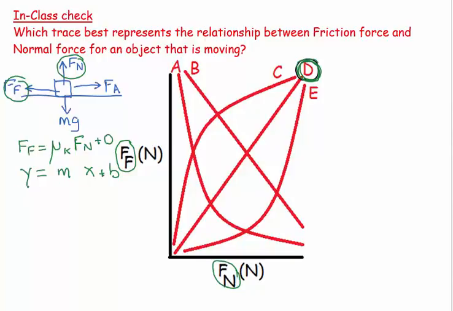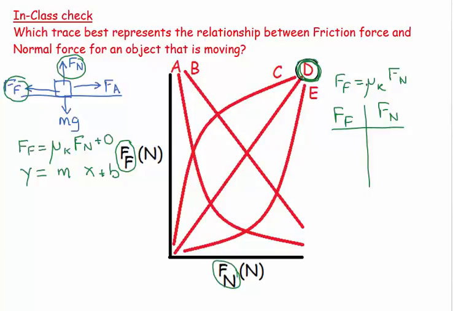I want to go just one step further, because the first step is, can you pick a trace out of a family of traces? And the second step is, could you plot this? So if FF is equal to mu k Fn, can you plot a graph of FF versus Fn? The first question I usually get back is, well, no, because I don't know the value of mu k. You haven't told me the value of mu k.